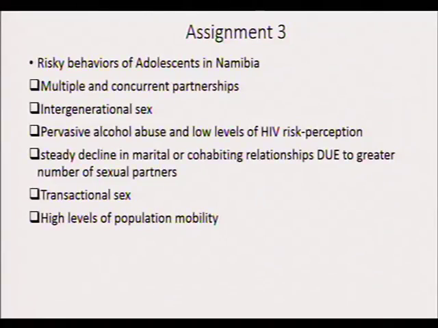Now, I'm going to give you a list, and this is just a guide of behaviors that young people are engaging in, which make them susceptible and vulnerable to HIV infection. The first one is the whole issue of multiple and concurrent partnerships. Many young people are having more than one sexual partner, and this makes them very vulnerable to infection. So when you have 3 sexual partners and you are having unprotected sex, the chances of you getting HIV are very high.